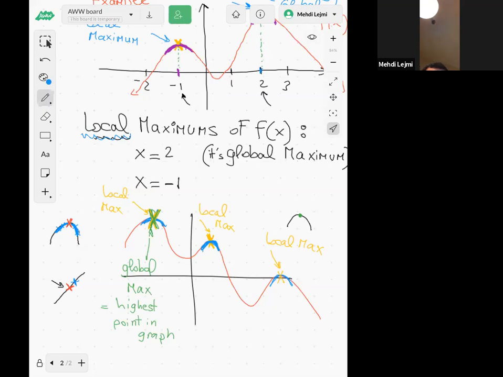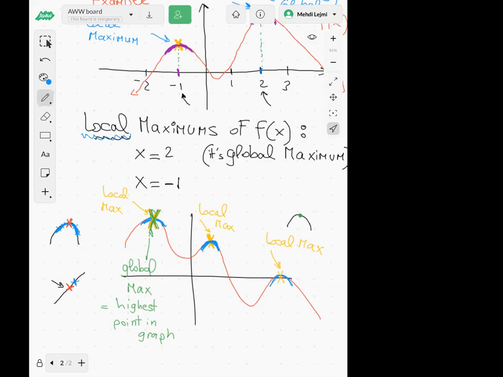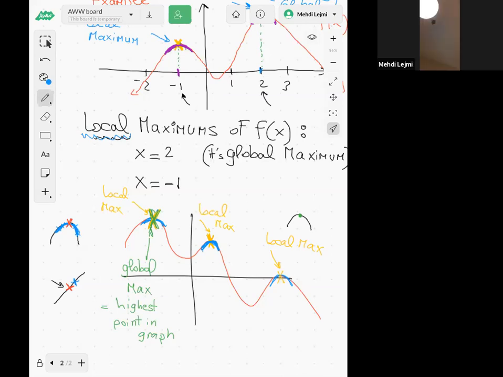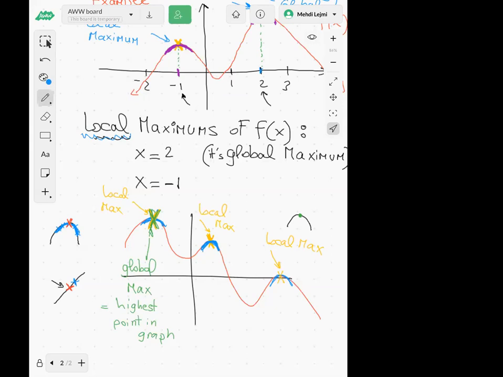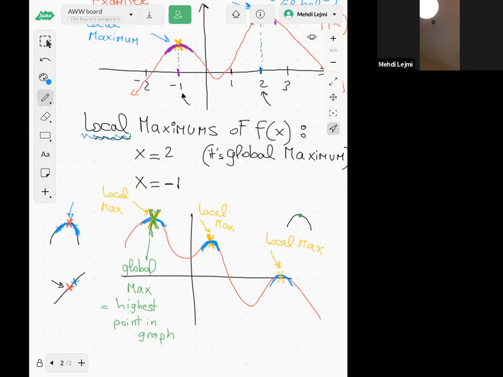Does it make sense now? Yes. Okay, but you can see the difference between this parabola and this line, right? Yes. This one would be the highest point in the small blue neighborhood. Yes. Okay, perfect.